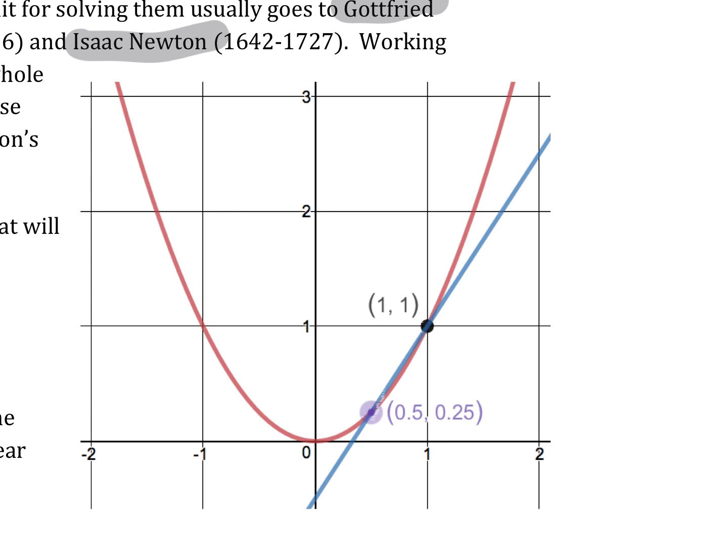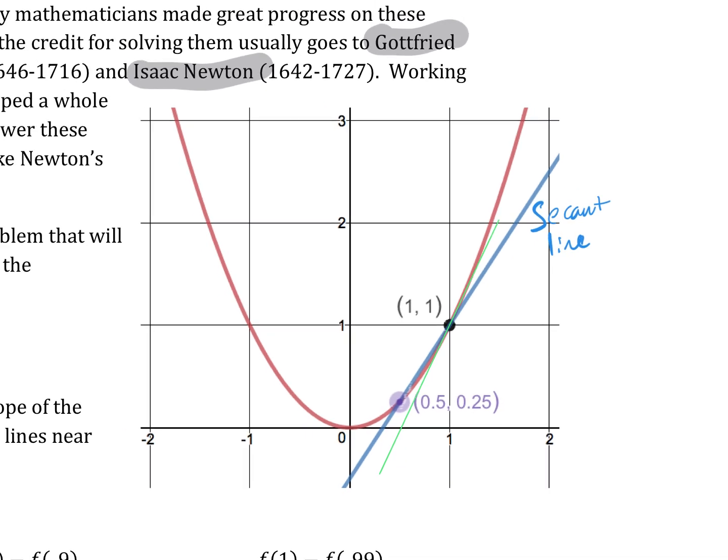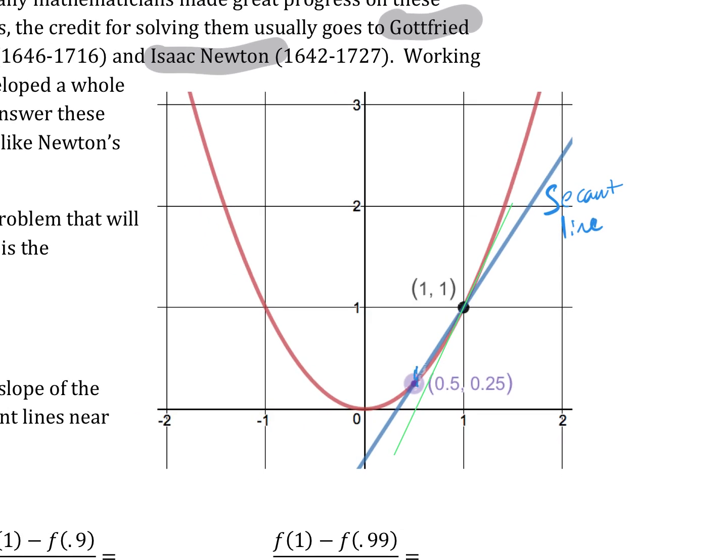Let's see if I can draw it. We get a line here. So if we have a line that just touches the parabola at that one point, maybe kind of like this green line here, what is the slope of that line? That's the question. Well, if we take this blue line here, this is what we call a secant line. A secant line will touch at 2 points, and we can find the slope of that. That's just rise and run, right?